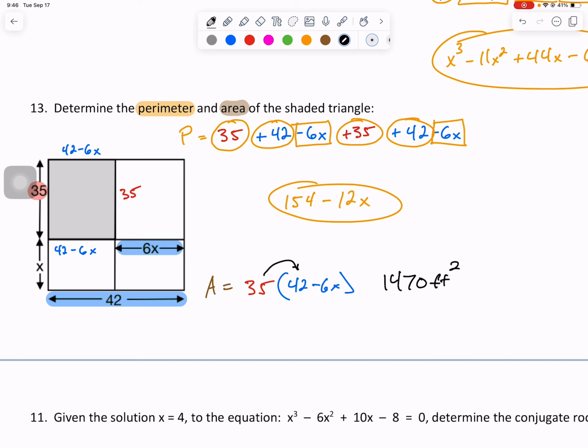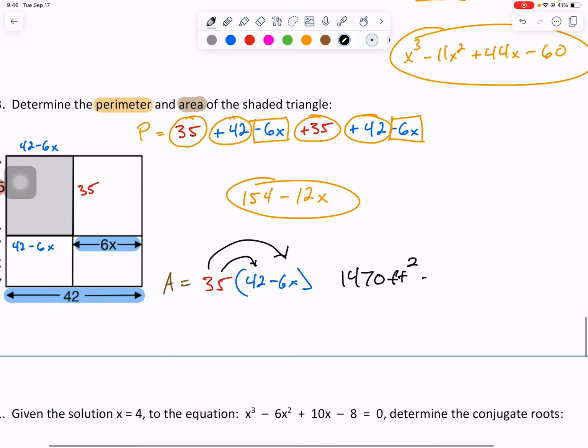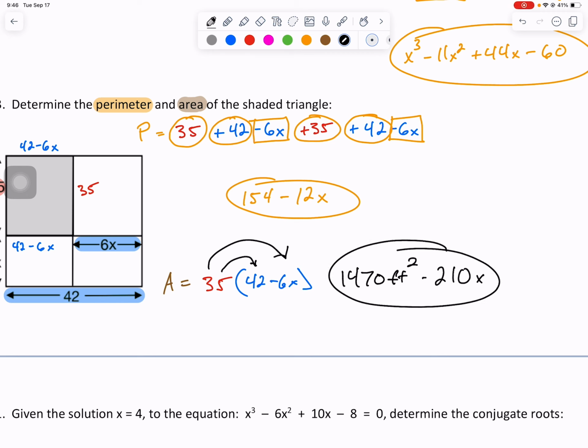Squared. All right, 35 times negative 6 should be negative 210 if I'm correct. 35 times 2 is 70. Yep, times another 3, negative 210. Don't forget your x. And go ahead and circle your answer for your area.